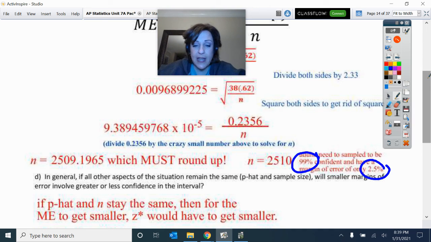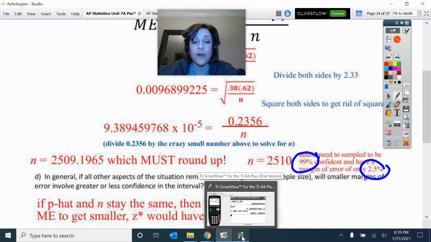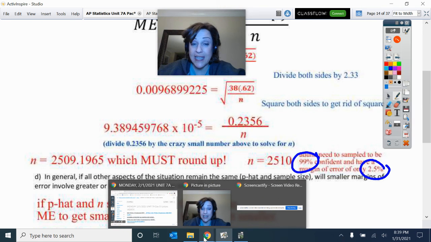All right, so hopefully that algebra helped you on how to solve those problems correctly and how to keep all of that in your calculator so you do not get any rounding errors.